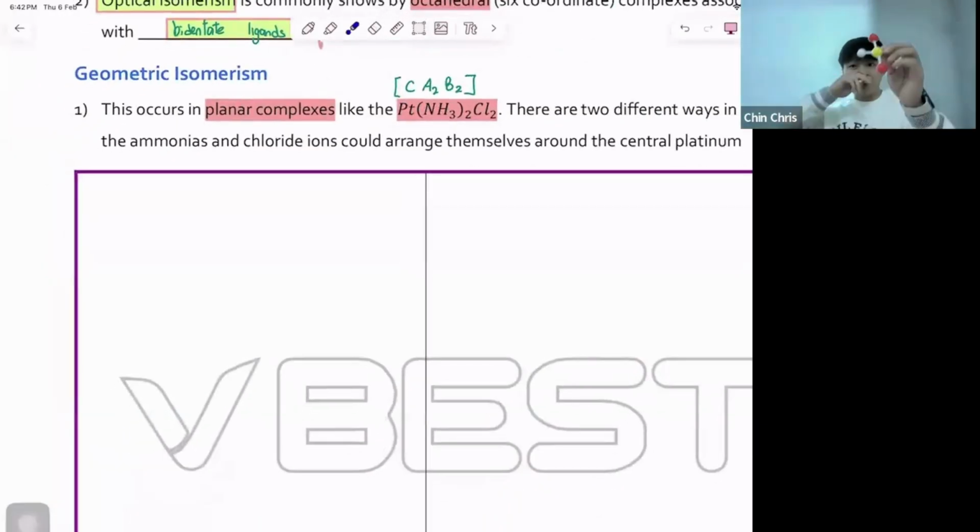Example: we're going to do the first arrangement like that. If you can see, my red color and red color are 180 degrees apart. The white color is also 180 degrees apart. So again, similar ligands are 180 degrees apart. That is the first arrangement.